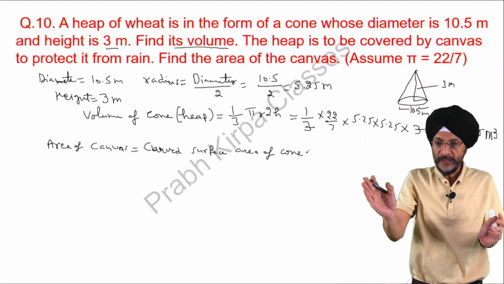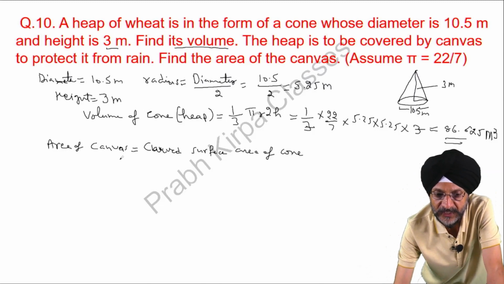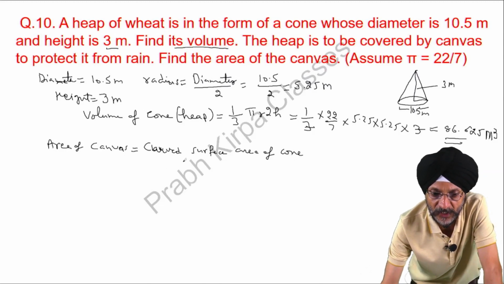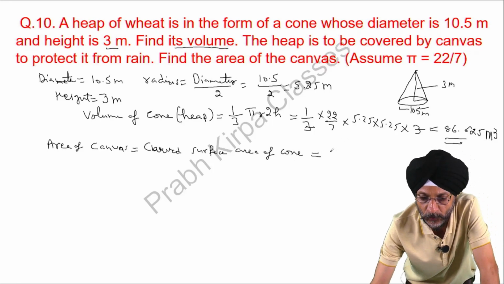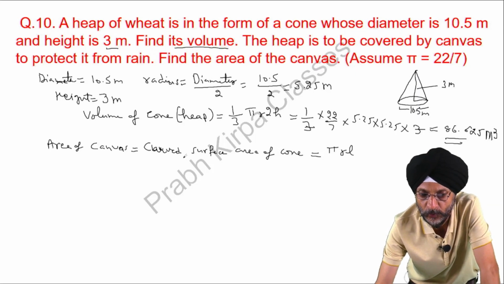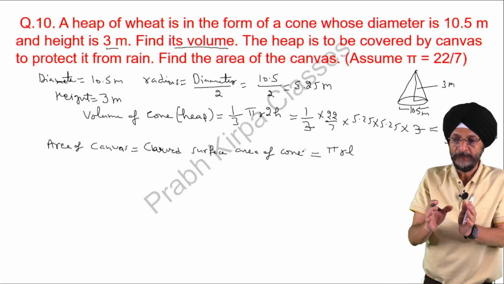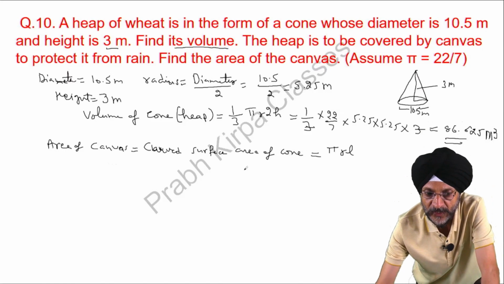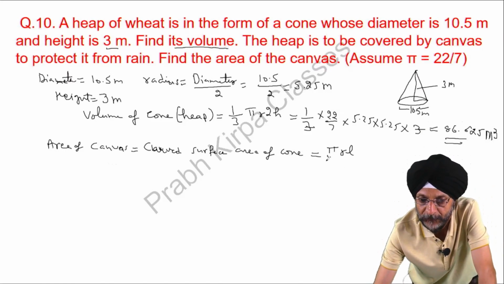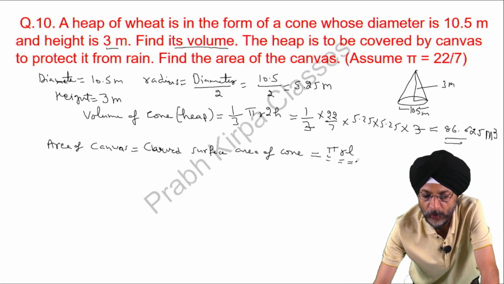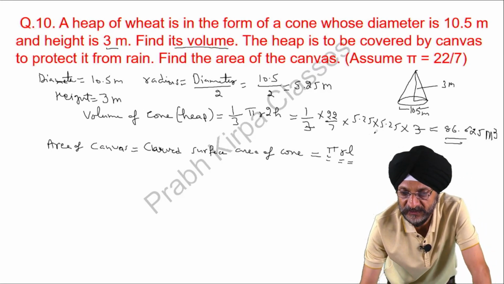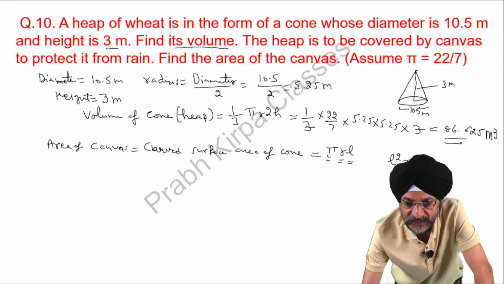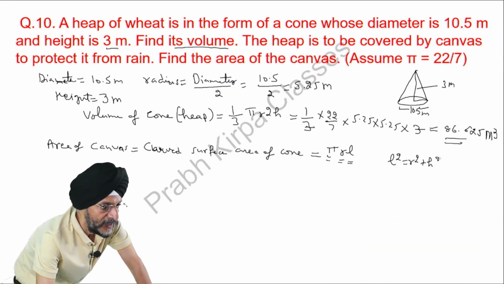Because the canvas is to be used to cover the wheat which is in the shape of cone. So what is the area of canvas which is required? It's equal to the curved surface area of the cone. Curved surface area of the cone is equal to pi r l. This is the formula to calculate the curved surface area of the cone, which will ultimately let us provide the result for the area of the canvas. Now we have the value of pi, we have the value of radius, but we don't have the value of slant height, that is L. We know that L square is equal to R square plus H square.